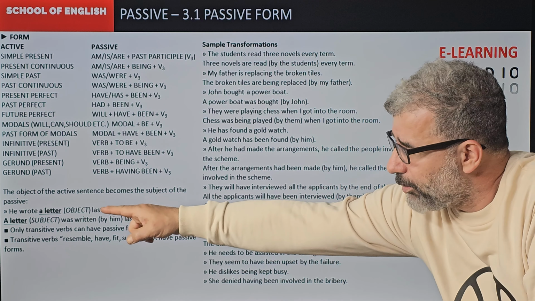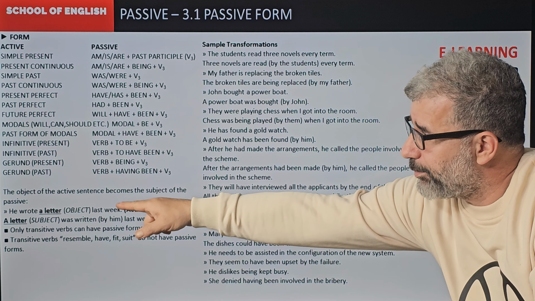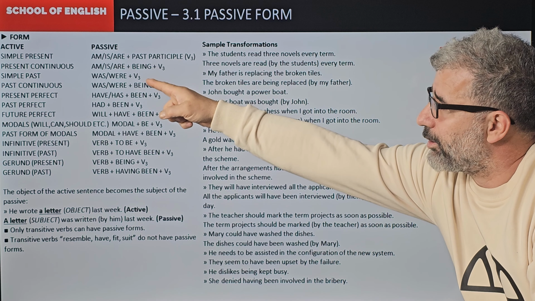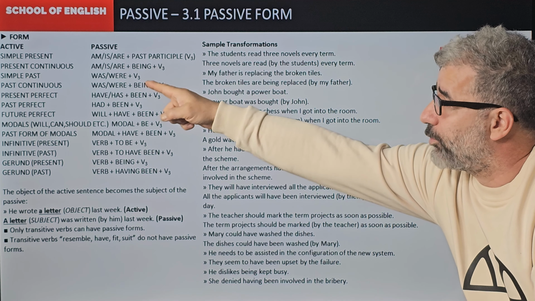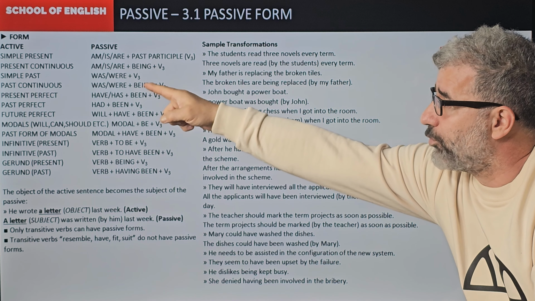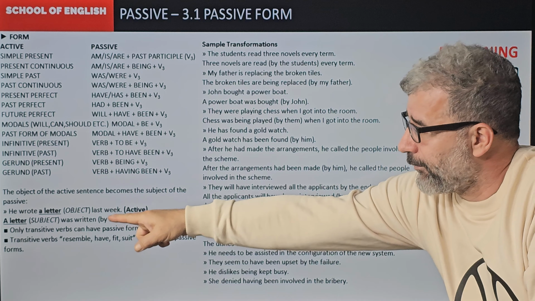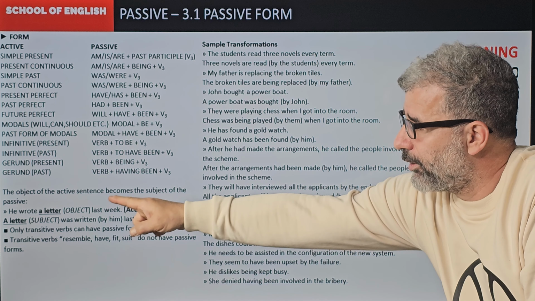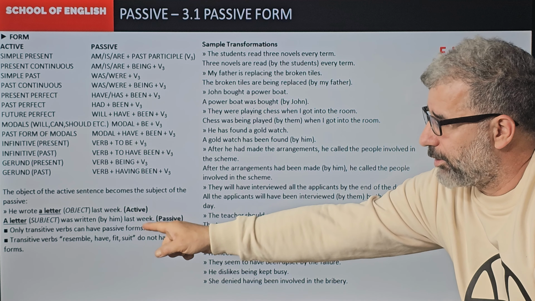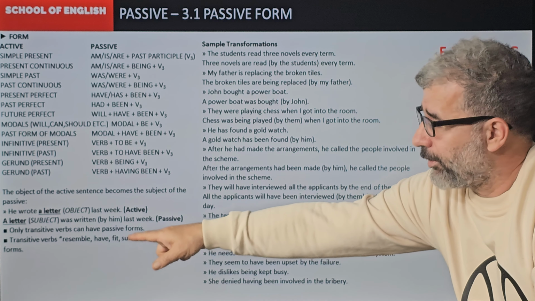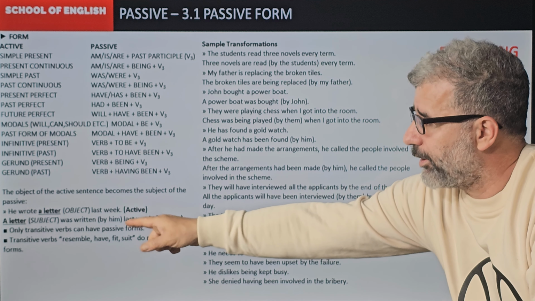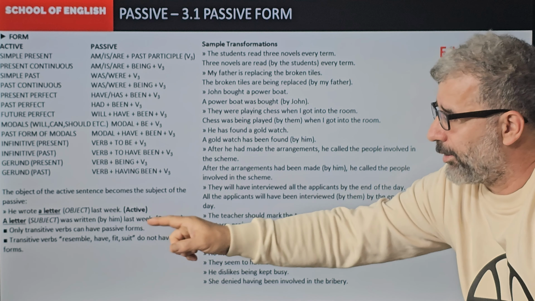So we use a letter as the subject of the passive sentence. And what is our tense here? That's simple past tense. To transform simple past tense into passive voice, we use was, were, plus past participle. As we have a singular subject here, a letter was written last week. If necessary, you can say by him. A letter was written by him last week.